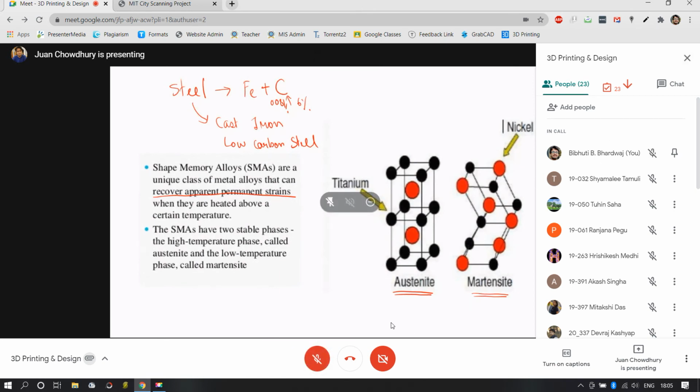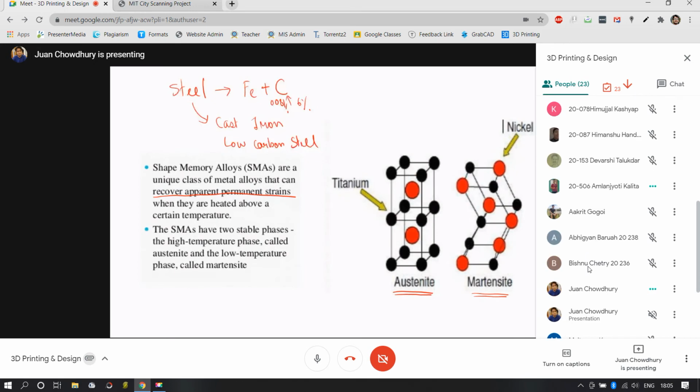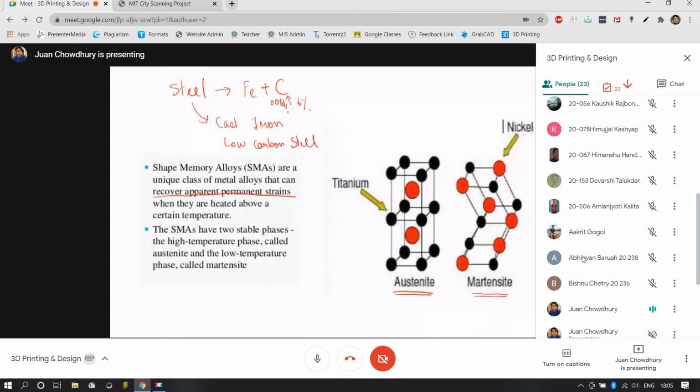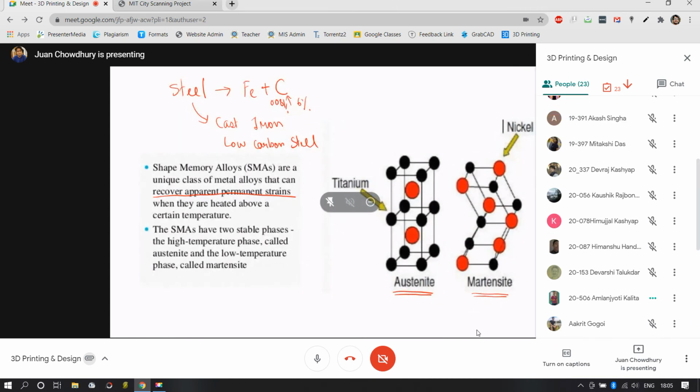Okay, now I need to know if you are at all listening or not. What is strain? So elongation, deformation in the length. I cannot hear you, sorry. Deformation in the length. Still it's inaudible. Okay, what is the unit of strain?